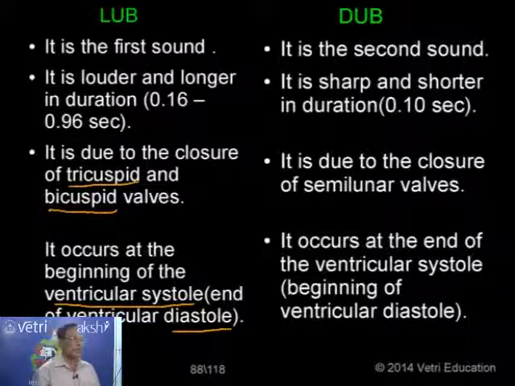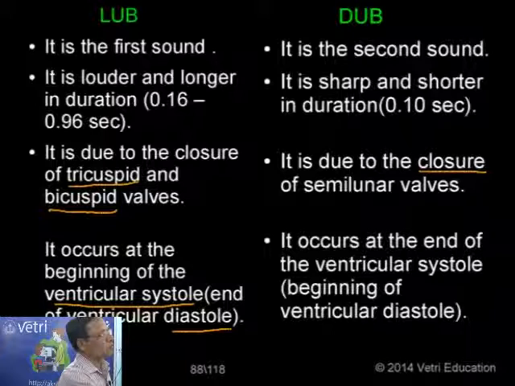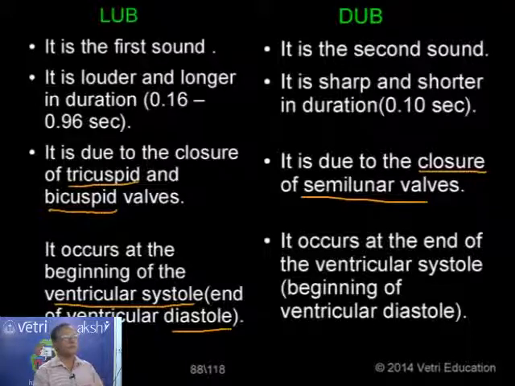And coming back to the dub, it is due to the closure of the semilunar valves, unlike the atrioventricular valves. These valves are closed when the ventricles are relaxed, so it occurs at the end of the ventricular systole. When the systole ends, the diastole begins, or we can say at the beginning of the ventricular diastole. Because the ventricular diastole occurs only at the end of the ventricular systole, you can say either way.